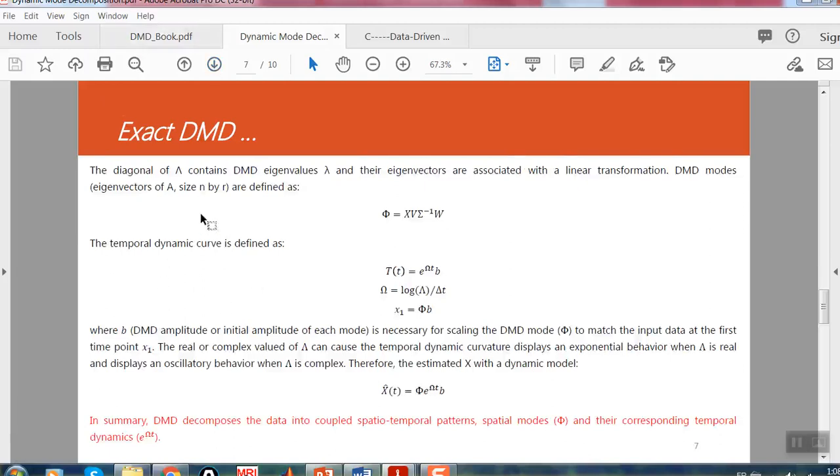W is the eigenvectors, and lambda here is the eigenvalues of A tilde. In DMD, we call the eigenmode phi, which is equal to X' V sigma minus 1 W. W is related to the eigenvectors of A tilde, and V and sigma minus 1 are related to the SVD decomposition of X. The eigenmodes are equal to this. But if you pay attention, phi again is static.